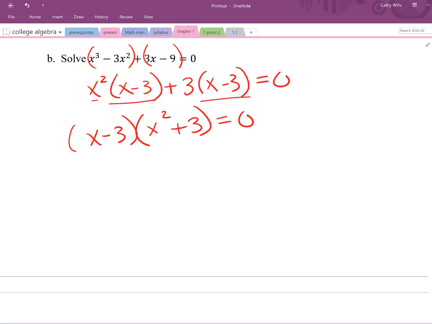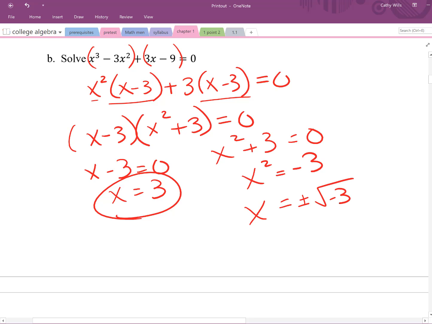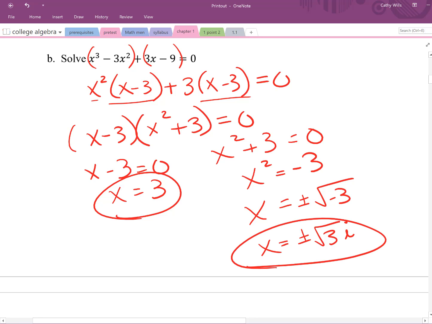So now we have two factors that multiply together give you 0, which means that one of them has to be 0. So either x minus 3 is 0 or x squared plus 3 is 0. So if x minus 3 is 0, add 3 on both sides, x is 3, so that's one solution. And over here, you subtract 3 on both sides, and then you take the square root on both sides, x equals plus or minus the square root of negative 3, and you would write that as plus or minus the square root of 3 i. So these are the three solutions, 3, positive square root of 3 i, and negative square root of 3 i, that would solve this equation, which is a third order equation, so it has 3 solutions.